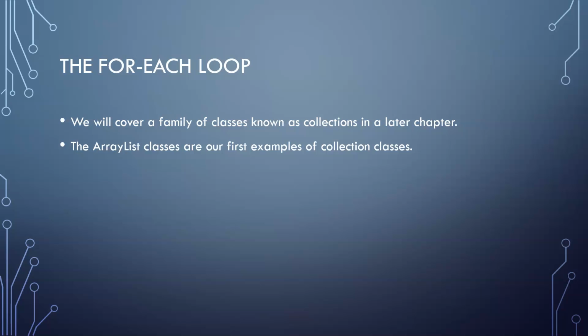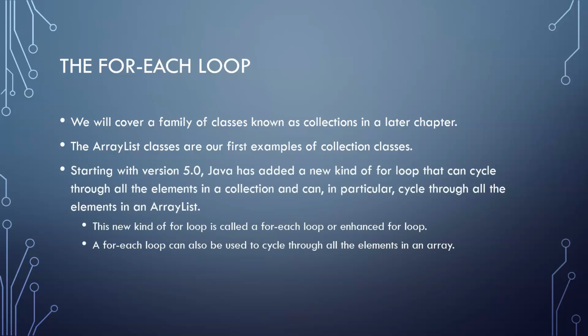The ArrayList classes are our first example of collection classes. Starting back in version 5, Java added a new kind of for loop that can cycle through all the elements in a collection and, in particular, all the elements in an ArrayList. This new type of for loop is called a for each loop or an enhanced for loop. A for each loop can be used to cycle through all the elements in an array.